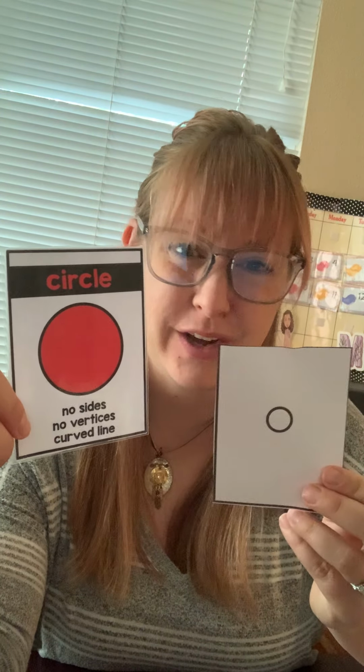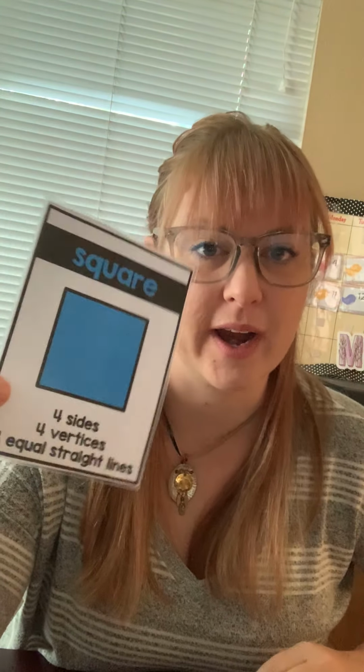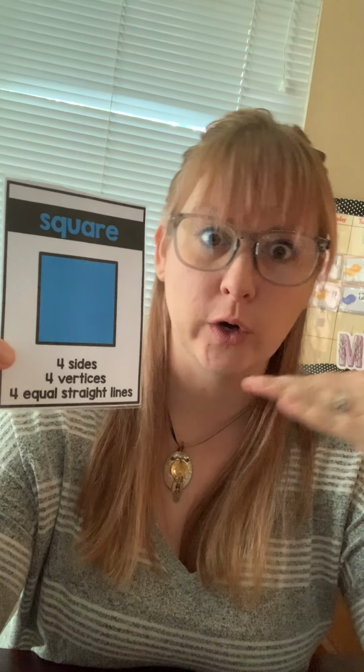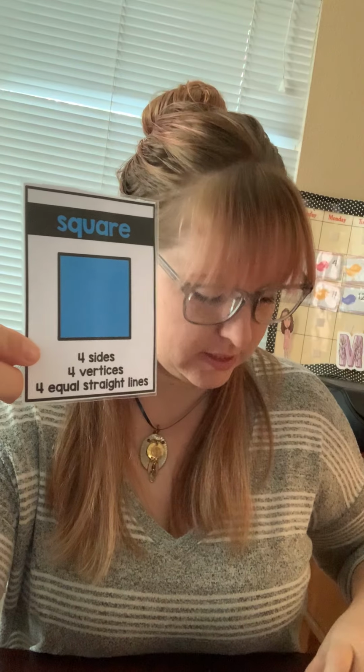What about this one? But it's so tiny, are you sure? Yeah, it is. And what about this one? Definitely. So, no matter where the circle is positioned, big, small, in the corner, in the bottom, it's still a circle, right? Yeah. Okay. Let's try this one. A square. Four sides, four vertices, four equal straight lines.